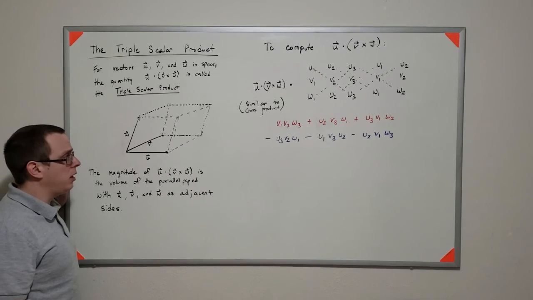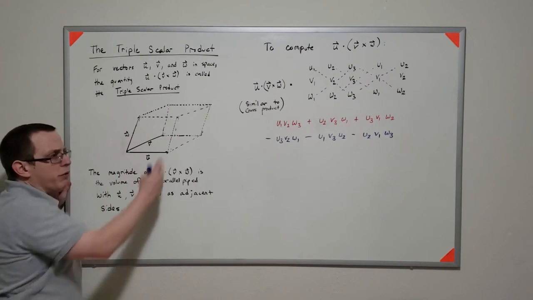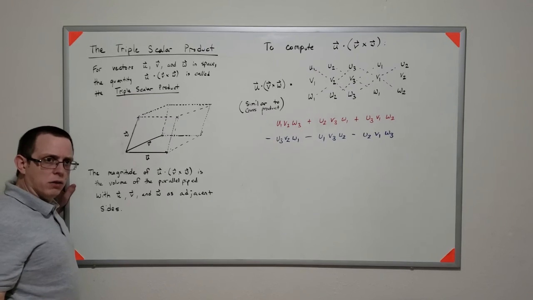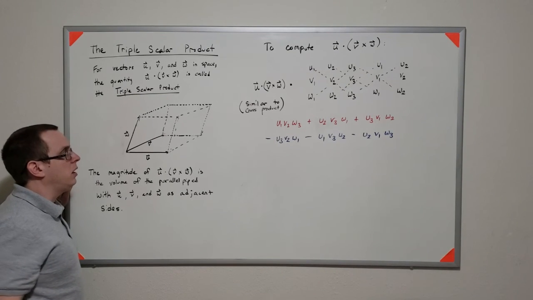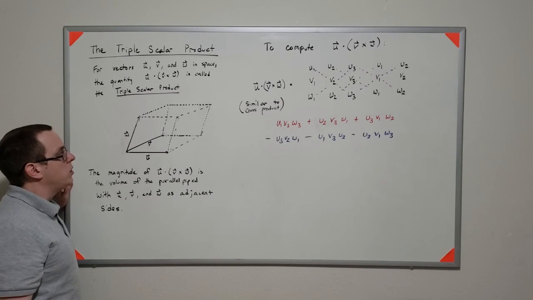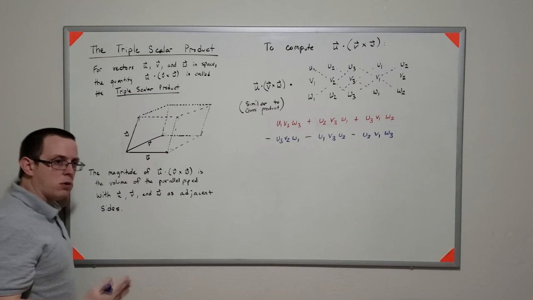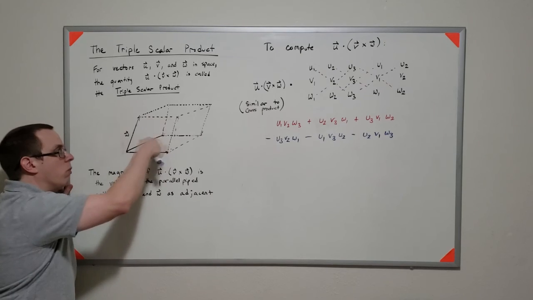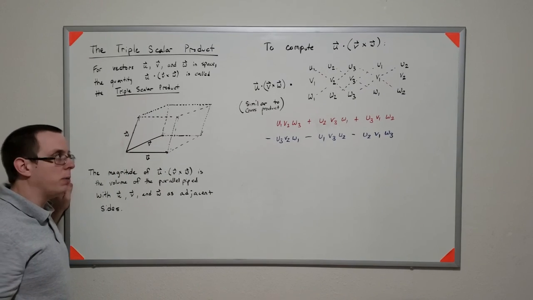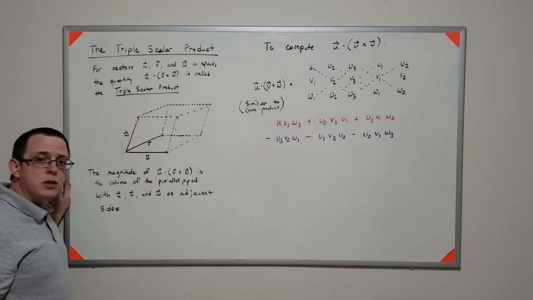Dot products can be negative. But obviously the volume is not a negative quantity, in the way that we normally think about it. So we take the magnitude or the absolute value of the number that comes out of here when we're thinking about the volume of a parallelepiped. But other than that, that is the triple scalar product.